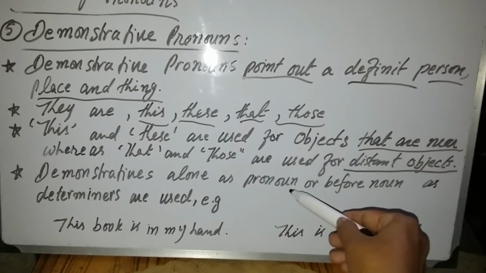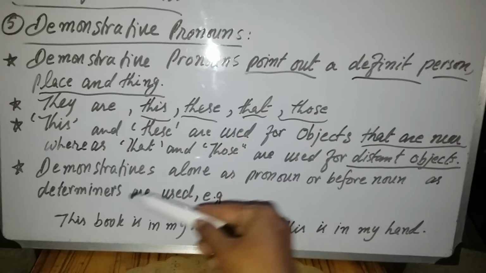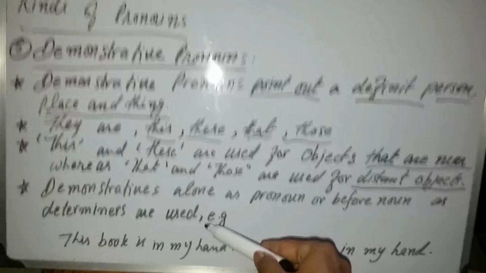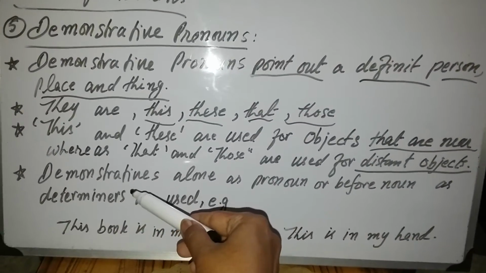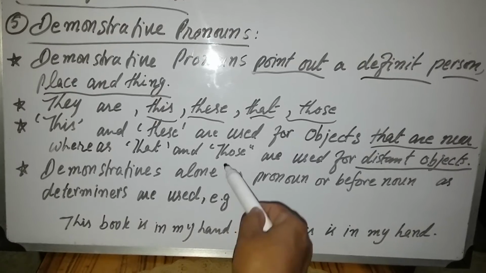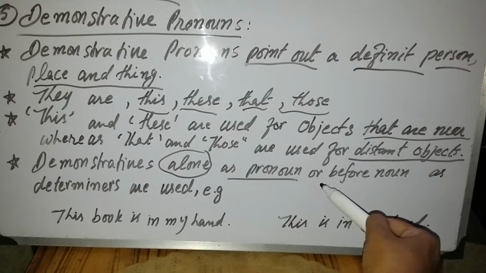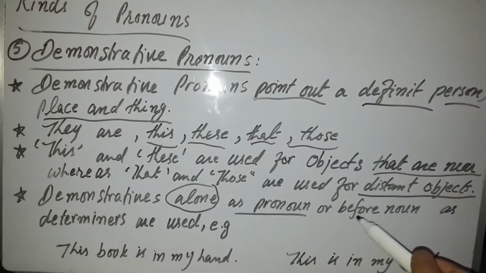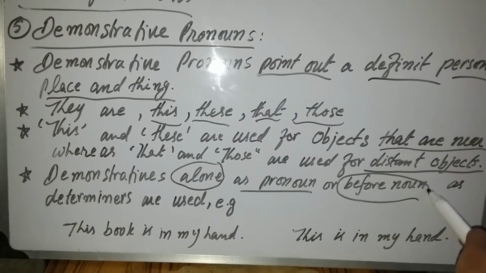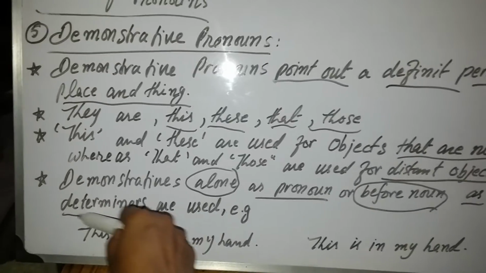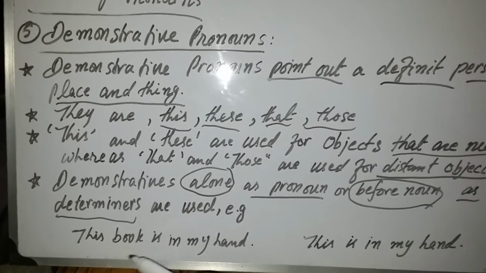Demonstratives are used alone as pronouns or before a noun as determiners. How are demonstrative pronouns used? Sometimes they are used alone as pronouns, and sometimes they are used before a noun as determiners. How? These are 2 examples.